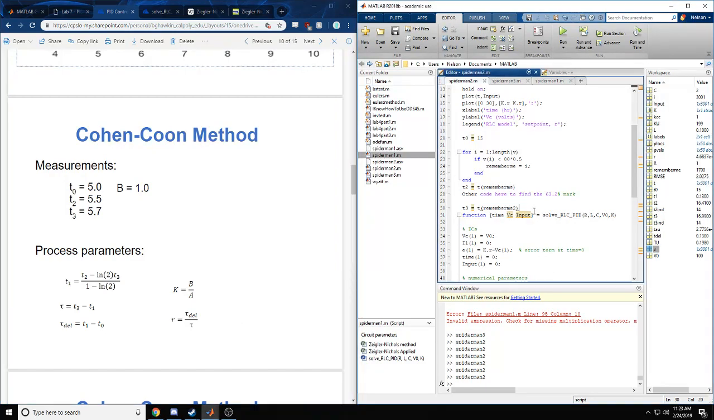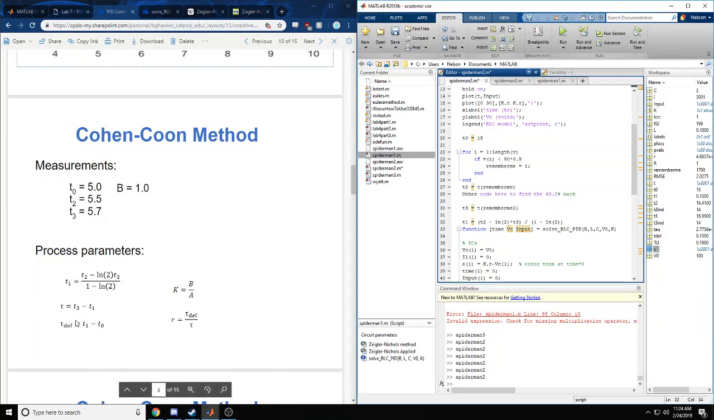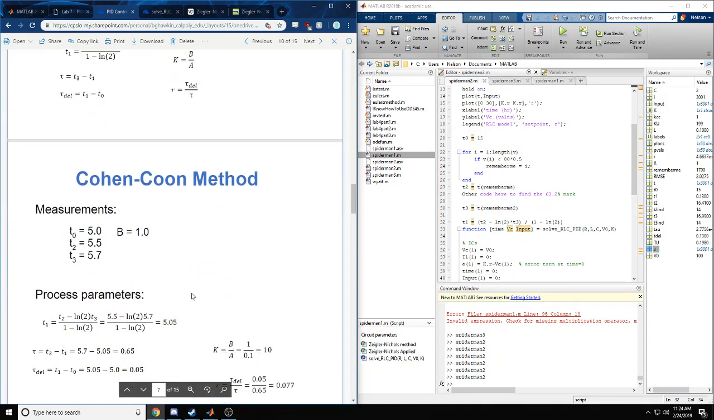Tau is equal to this. So you'd say T1 is equal to T2 minus the natural log, put that in parentheses, divided by 1 minus the natural log of 2. Bam. And that would be T1. And then you could calculate tau, tau delay, and K. K is this 80 divided by 80, so this is 1. And R, tau delay over tau. And that would get you that.